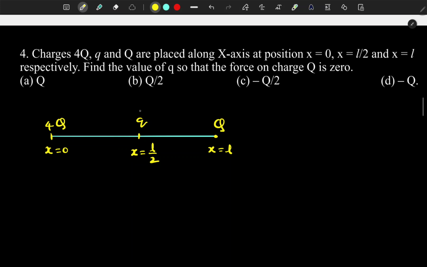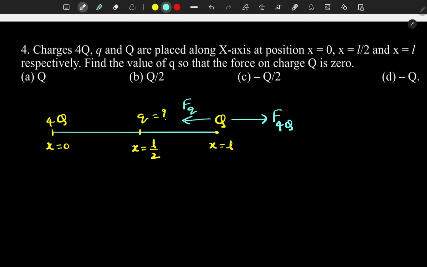Find the value of small q so that the force on capital Q is 0. The force on capital Q is because of 4q and small q. Capital Q should be experiencing a net force equal to 0. Since 4q and Q are like charges, there will be a repulsive force. Force due to 4q is repulsive. To balance that, the force due to small q should act in the opposite direction.